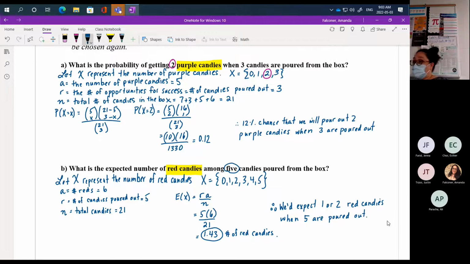Okay, I'd accept, if somebody wrote, I'd expect 1 candy, I would take that as correct. If they wrote 2 candies, I'd accept that. I would not accept 1.43 candies because we have to change it back into that discrete interpretation.